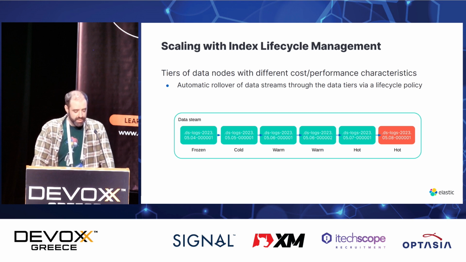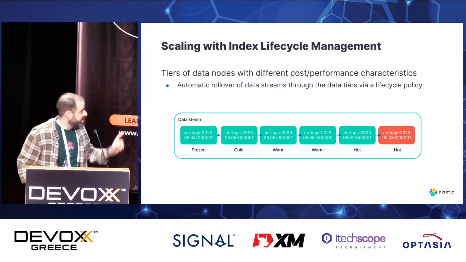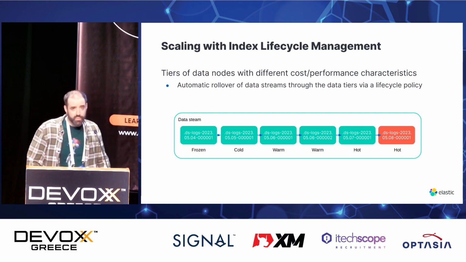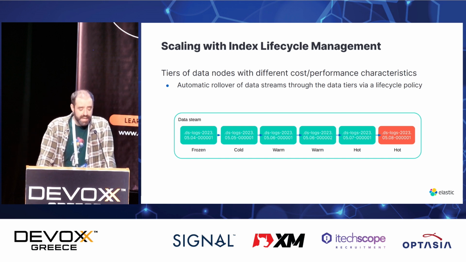So let's see how that works. Here I have extended the data stream a little bit, as you see, so we have more days of logs. Again, the last one, the most recent one, is the one that receives the updates. And below them, I have denoted the tier that these indices will be stored on, basically the machine types and the kind of settings that we will use for these indices.